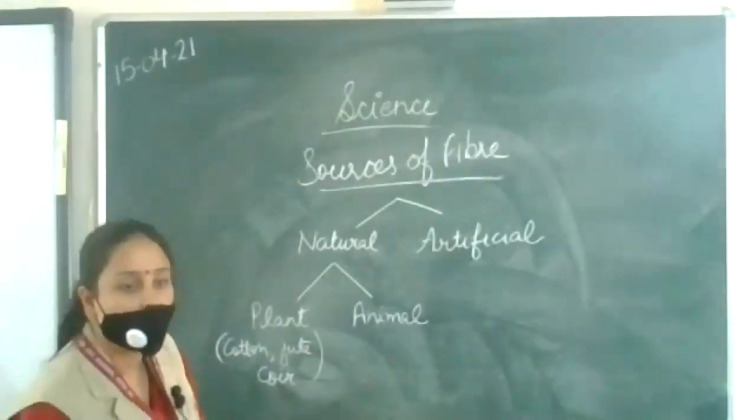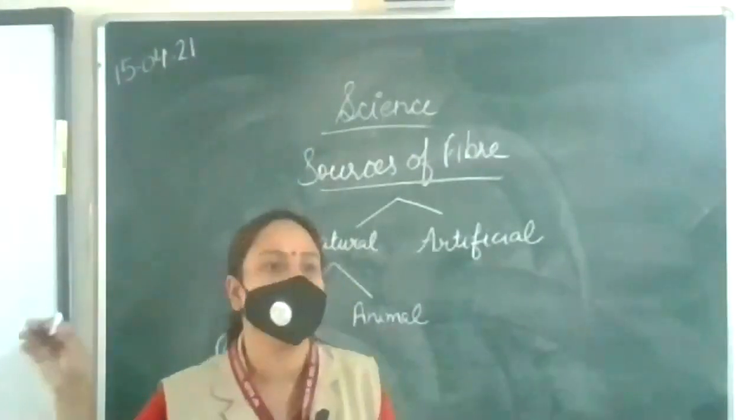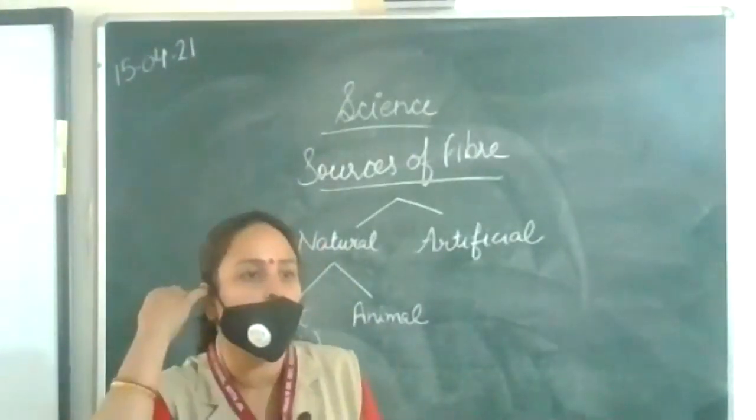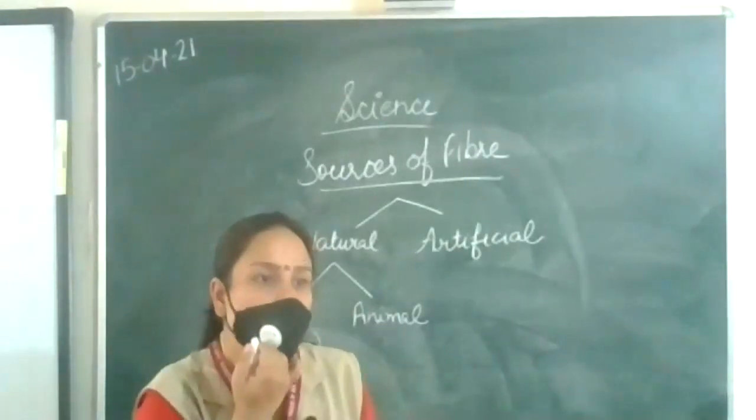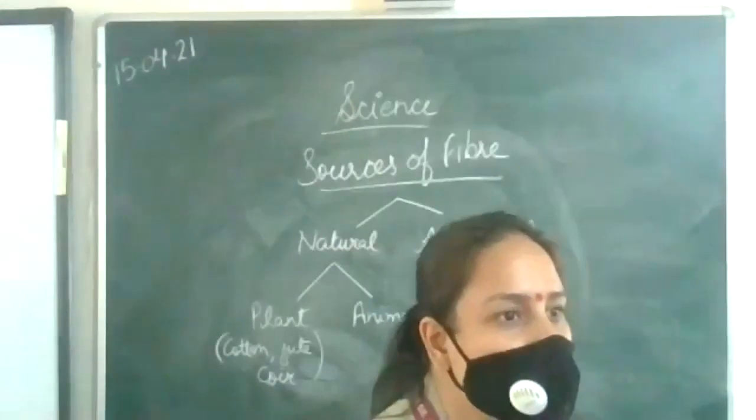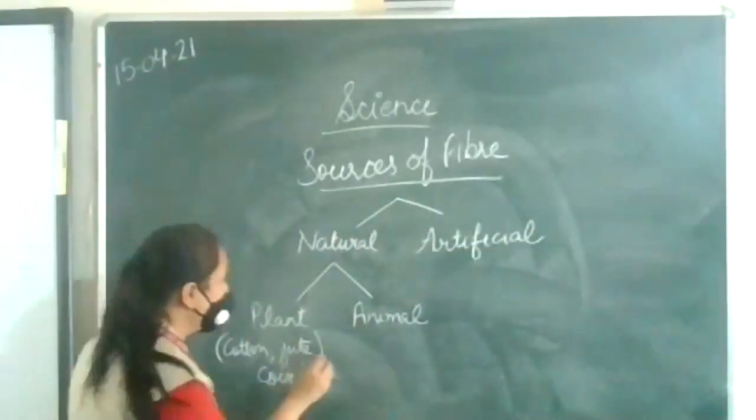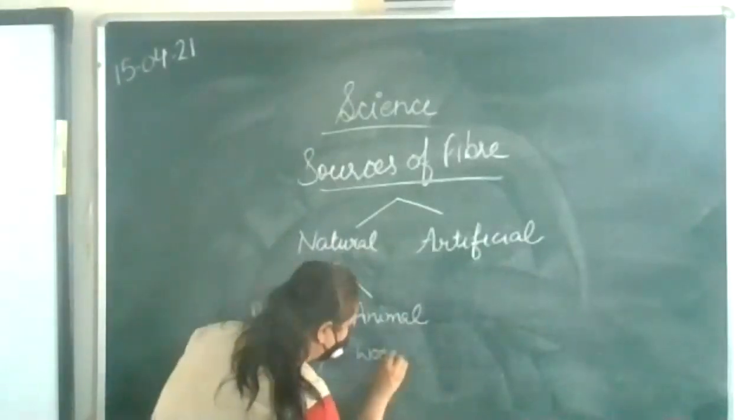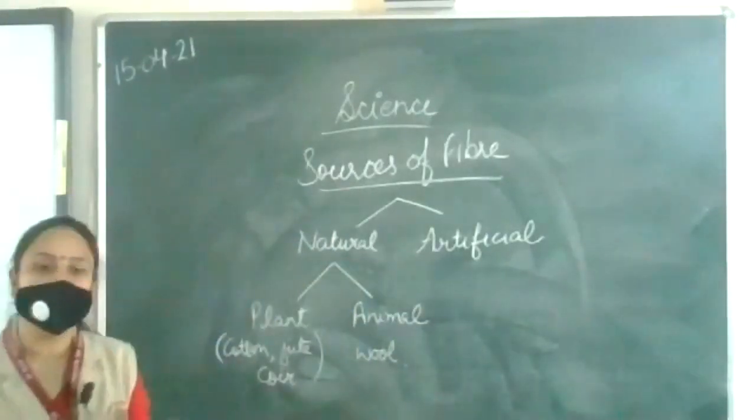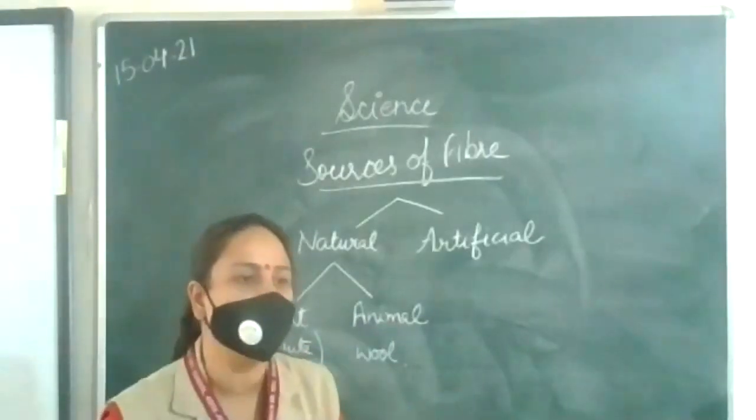Animal fibers, the most common example. Remember, all our winter clothes are made up of wool. Very good. Excellent. Very good. So, wool is one example of animal fiber. What else do we have in animal fiber?